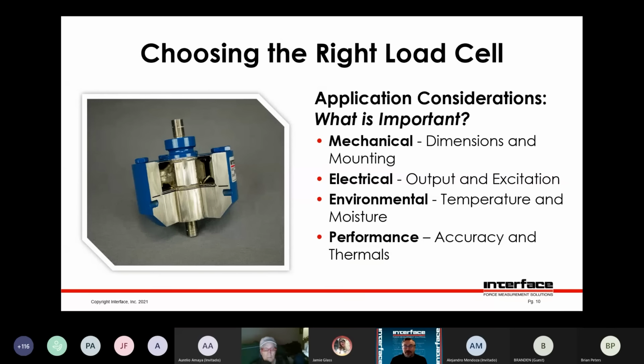And then performance, what's your target? Are you trying to measure within 1 pound, within 10 pounds? It's good to know what you're trying to achieve, then we can help adjust or tune the system so that you get the results you expect.